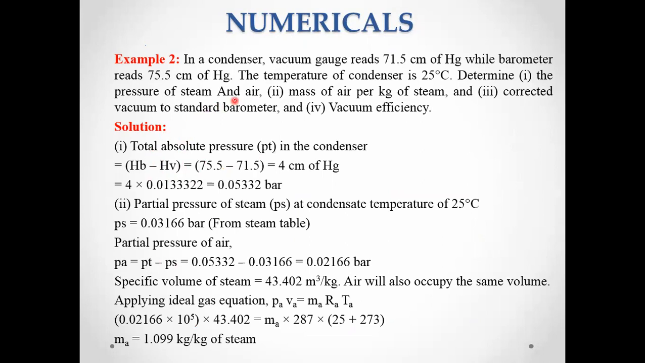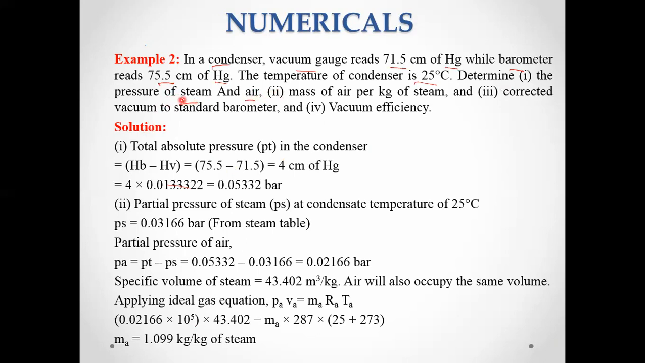Here we will be studying only two problems. It states that in a condenser, the vacuum gauge reads 71.5 centimeter of Hg, while the barometer reads 75.5 centimeter of Hg. The temperature of the condenser is 25 degrees Celsius. So these three data are given. Determine the pressure of steam and air.